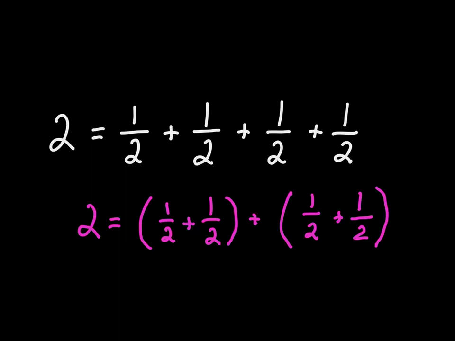And then we could use parentheses to break it up to make it cleaner looking. So 2 is equal to 1/2 plus 1/2, which is really just 1, plus 1/2 plus 1/2, which is really just equal to 1. So 1 plus 1 is 2.